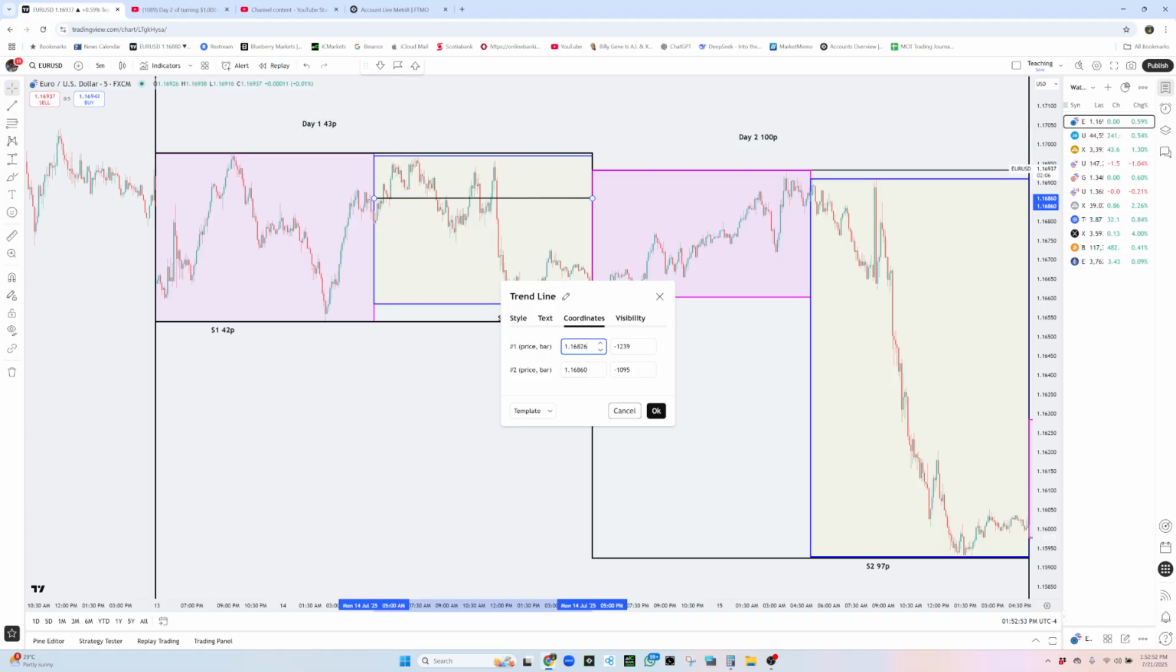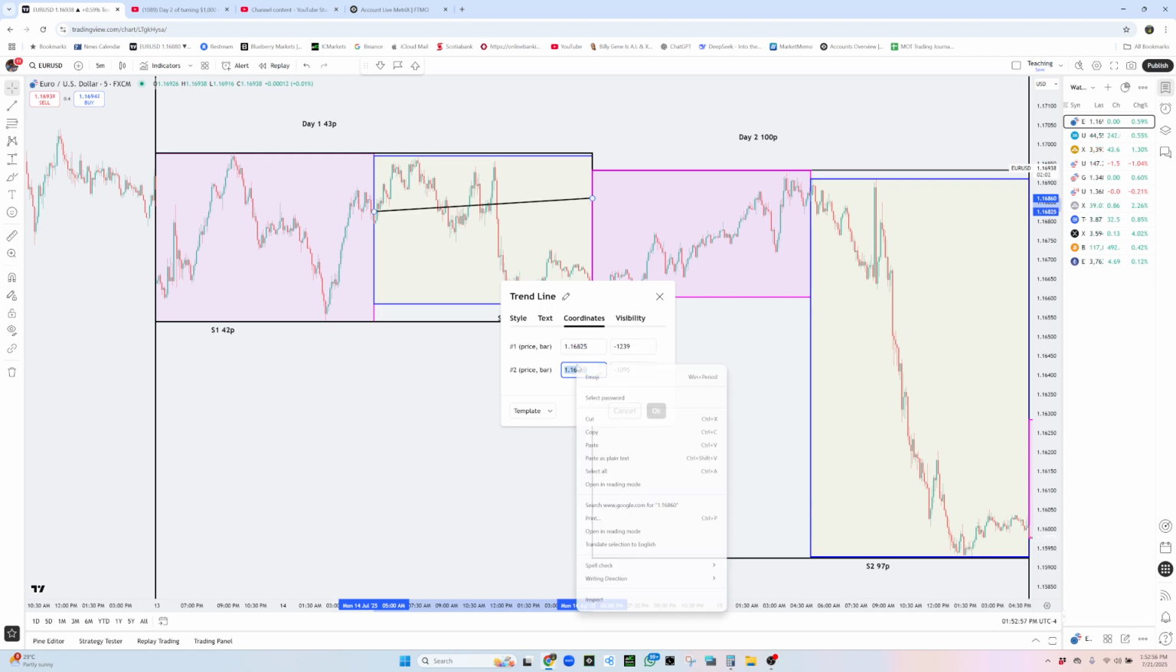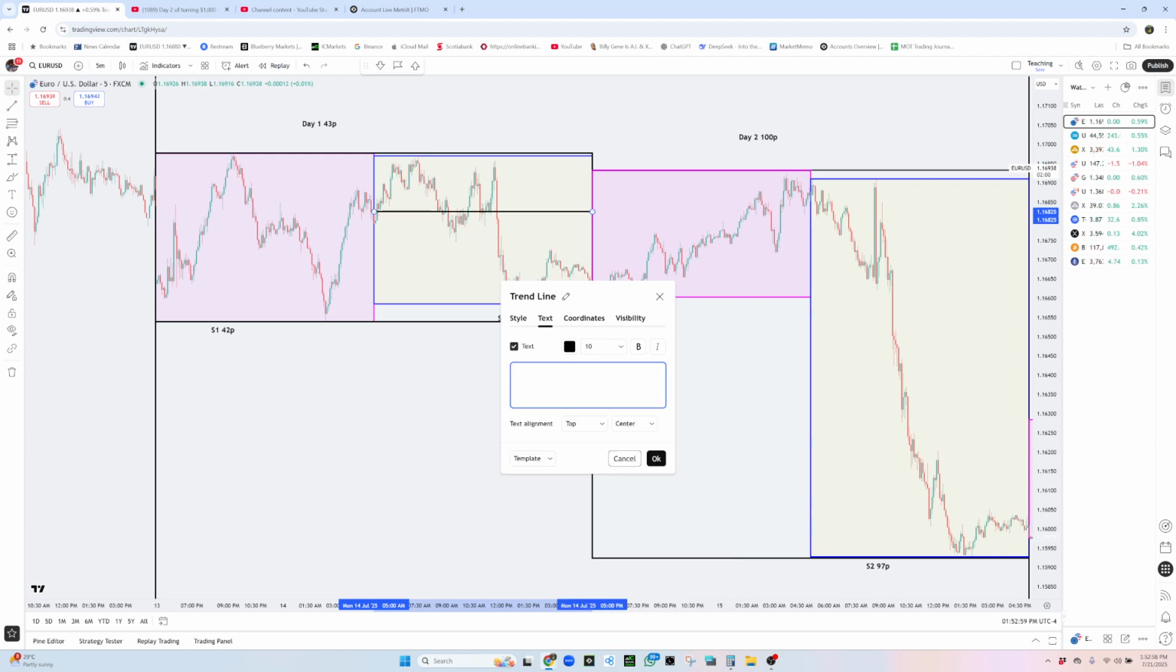1.16825, and then I'm just going to copy it, paste it, and that's going to bring that trend line, or that line, and identify the 8 a.m.